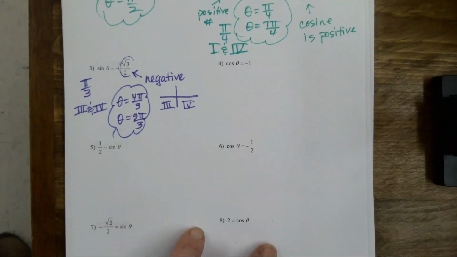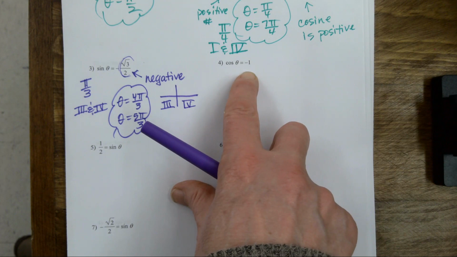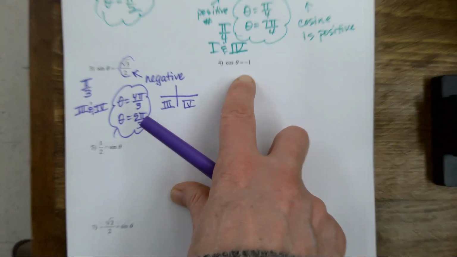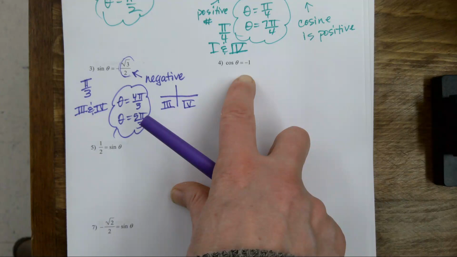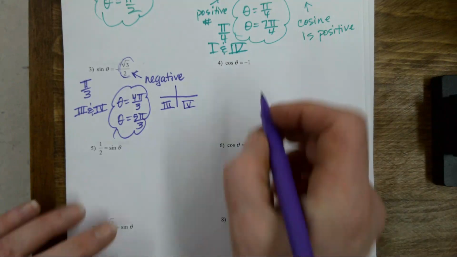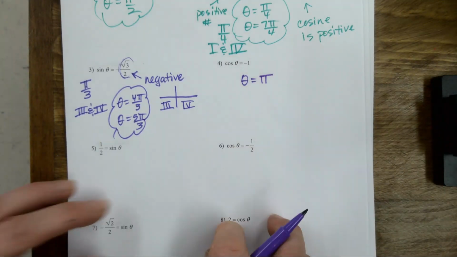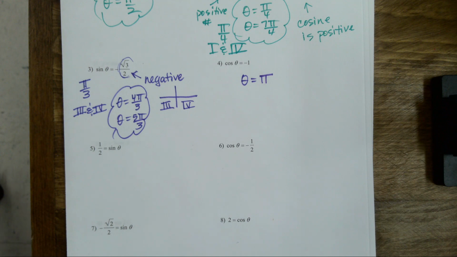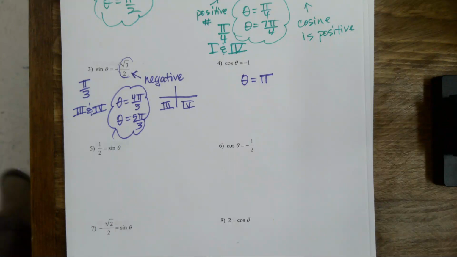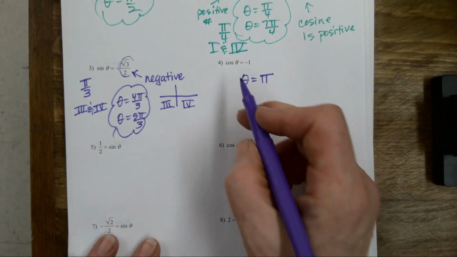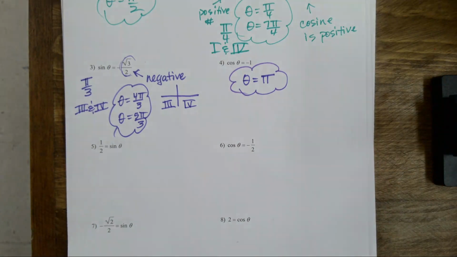But what I'm asking here is, at what point is the cosine -1? So what angle is the x-coordinate -1? Pi. Theta is pi. Everybody okay with that? Is there any other place where cosine is -1? No. There's another place where sine is -1, and there's a place where cosine is +1, but there is no other place where it's -1, so I only have one answer for that. Done and done. All right, moving on.